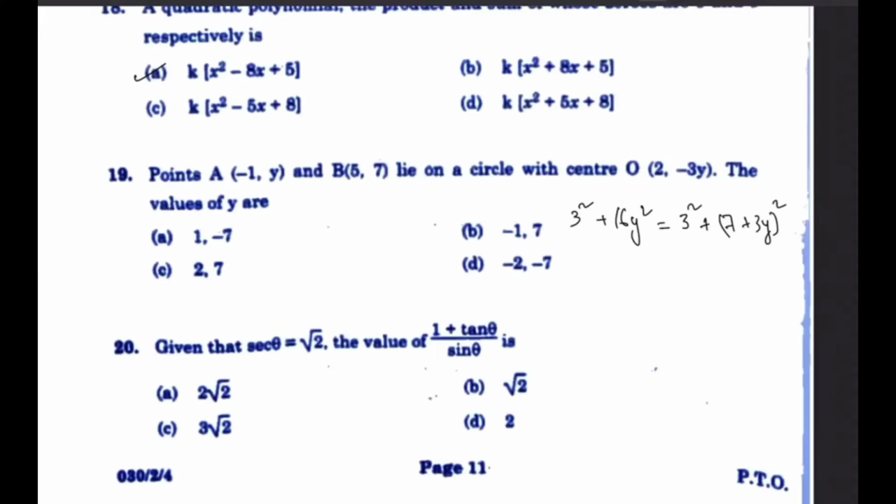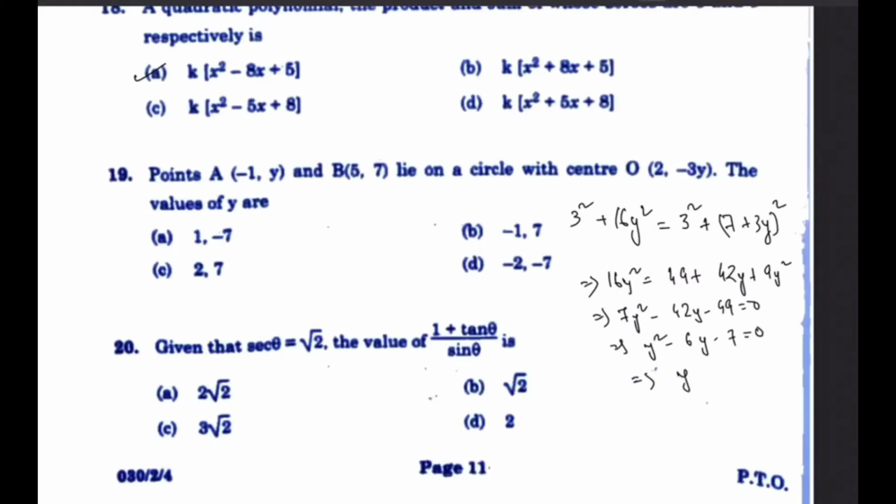Okay, 3 square and 3 square are going to get cancelled. So we are left with 16y square equals 49 plus 42y plus 9y square. Okay, so 7y square minus 42y minus 49 equals 0, which implies y square minus 6y minus 7 is 0. That gives us (y minus 7) times (y plus 1) equals 0. So that is plus 7 and minus 1.